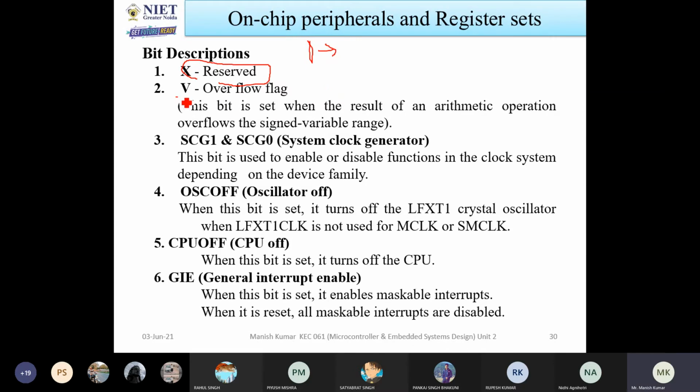Now second is V, the overflow flag. So what is the meaning of overflow? If you are doing any arithmetic operation and you get a result more than the register value, like when you are adding two 16-bit numbers.